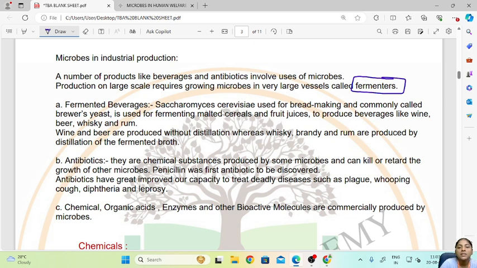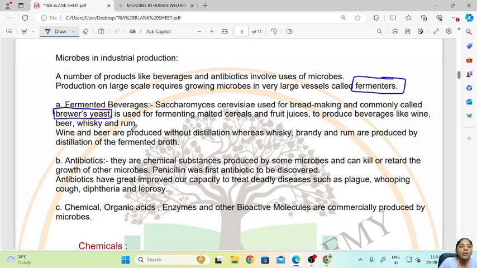Again Saccharomyces, that is the yeast, is used for bread making, and it is commonly called the brewer's yeast too. The baker's yeast is also used in making fermented beverages, that is why it is also called brewer's yeast. It is used for fermenting malted cereals and fruit juices to produce beverages like wine, beer, whiskey and rum. All these fermented beverages are produced by fermenting with the brewer's yeast, that is Saccharomyces cerevisiae.